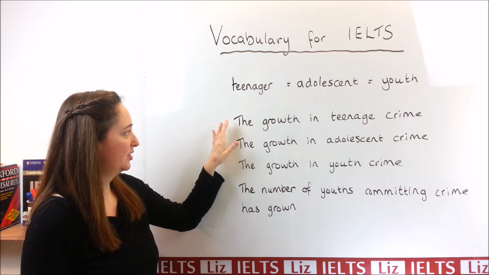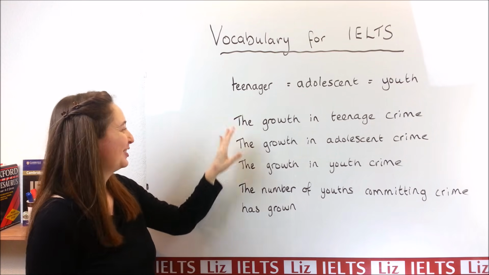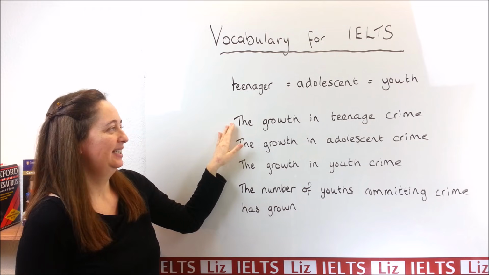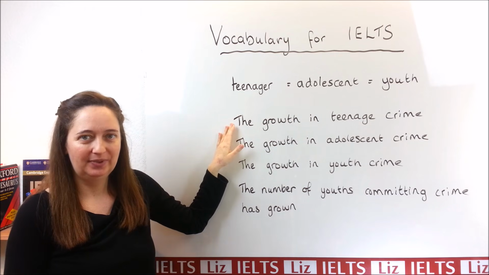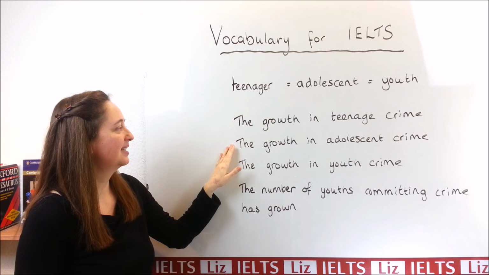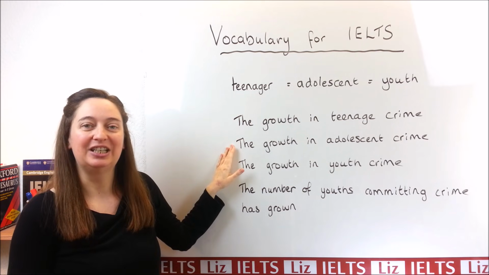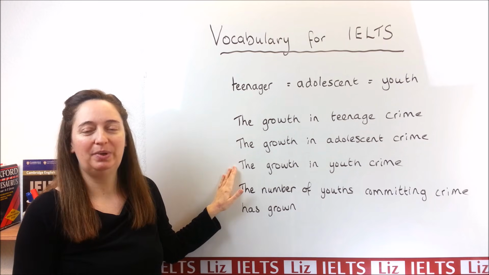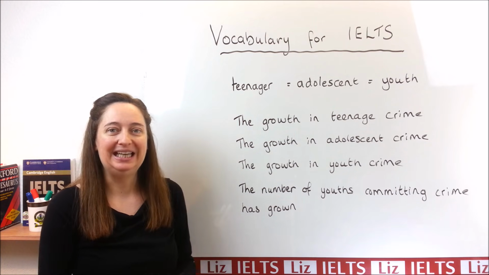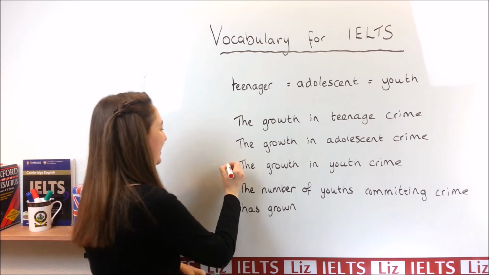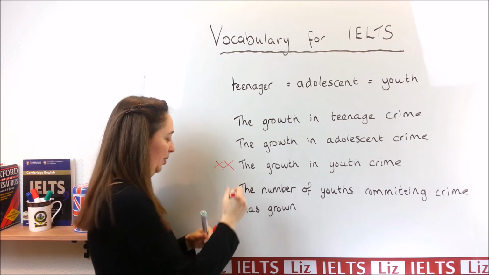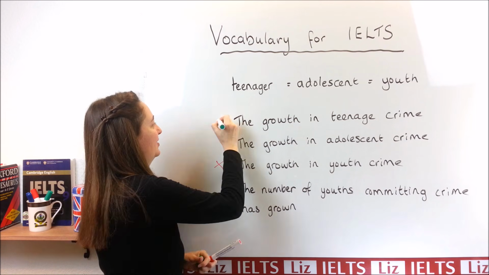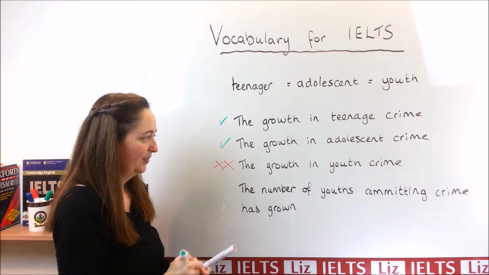So we've got a sentence, the start of a sentence. The growth in teenage crime. This could be written as the growth in adolescent crime. But it cannot be written as the growth in youth crime. This is completely wrong. These are fine.